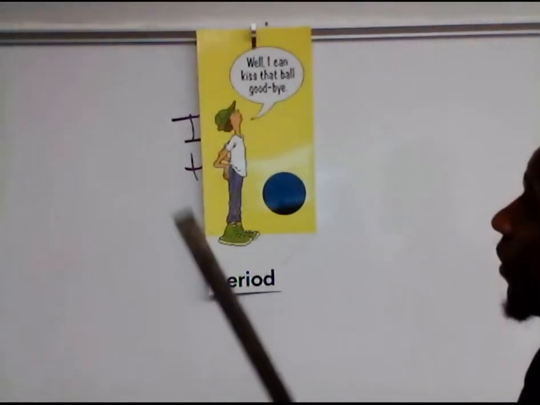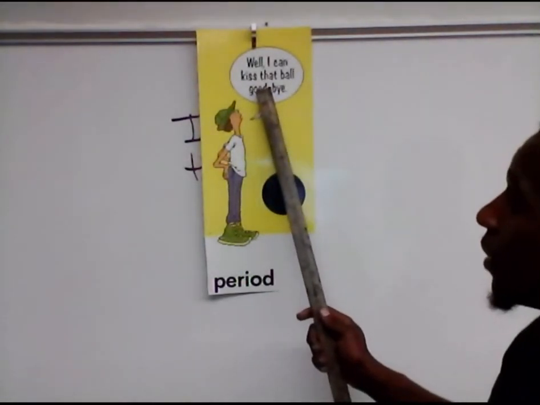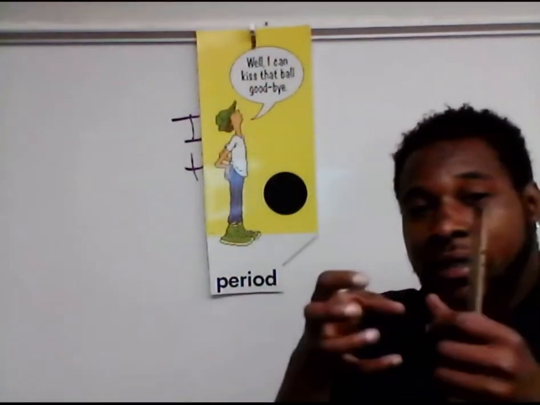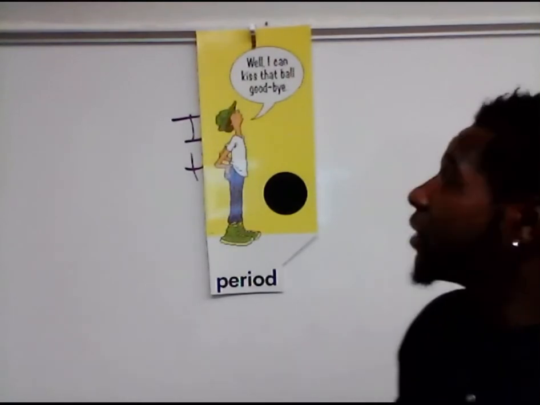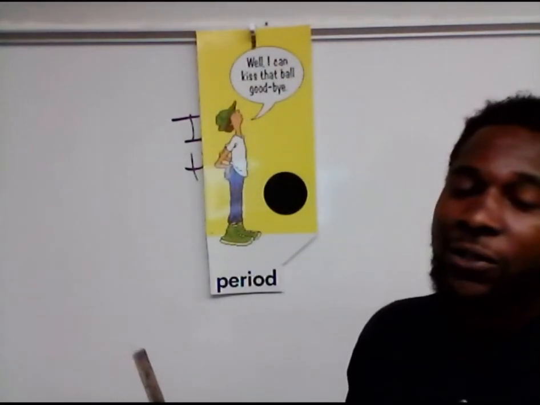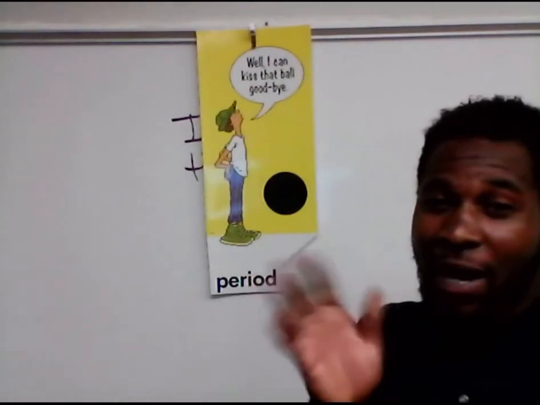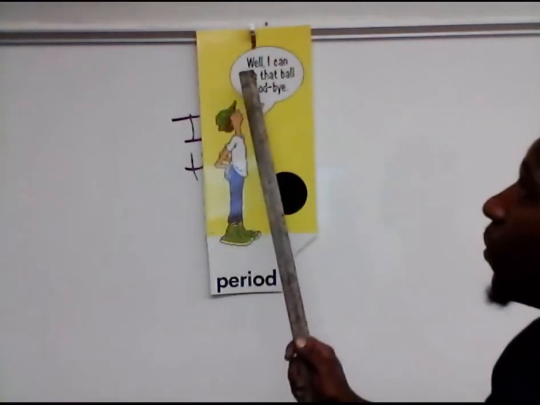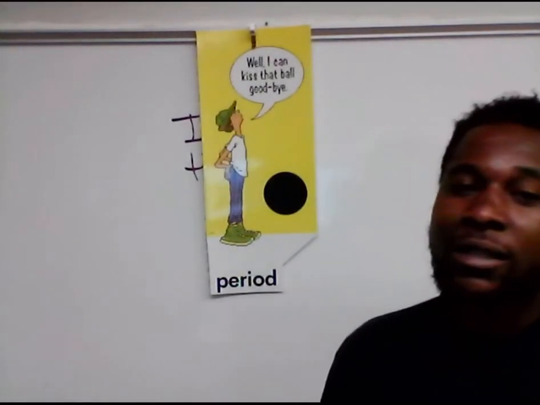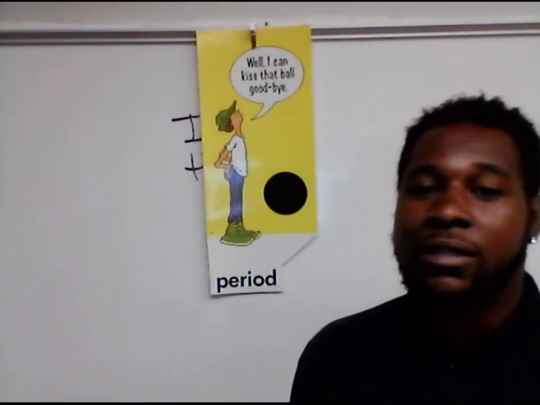So notice you got this little thing right here in the middle. That's called a hyphen. That is used to bring things together. So now you know you don't have a ball that's good. You have a ball that's going bye-bye. So, "Well, I can kiss that ball goodbye" helps you understand that that's a complete statement, and that's part one to your grammar punctuation.